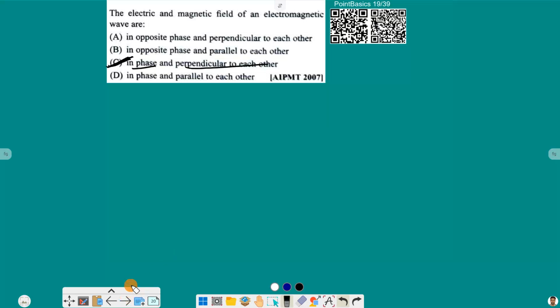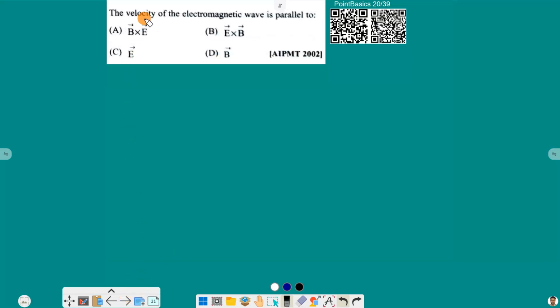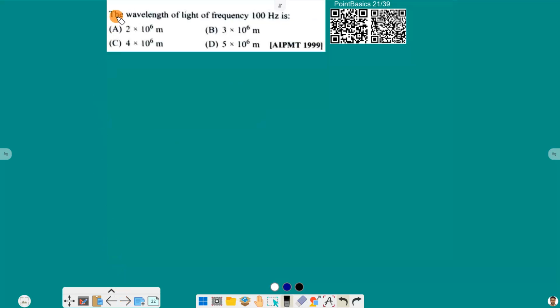Now in the next one, the velocity of EM waves is parallel to. So we know that the velocity vector for an EM wave is along E cross B. So here velocity will be parallel to E cross B, or we can say option B. Now in the next one, the wavelength for frequency 100 hertz is. So okay, we have frequency given and we have to find wavelength.